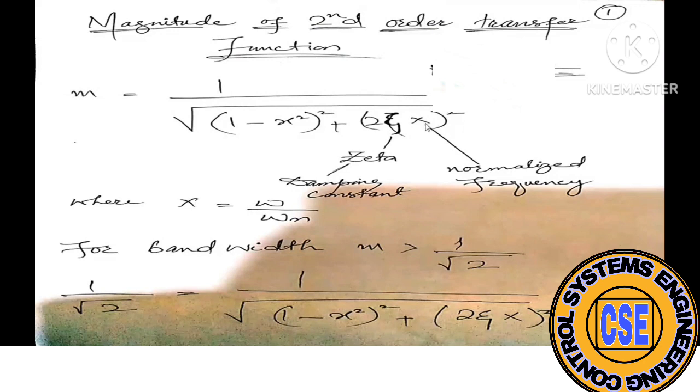Now x is the normalized frequency, which is equal to omega upon omega n. For the bandwidth, we take the condition M greater than 1 upon radical 2. So I take 1 upon radical 2 equal to this equation: 1 upon radical of (1 minus x squared) whole squared plus (2 zeta x) whole squared. Now we can simplify it further.